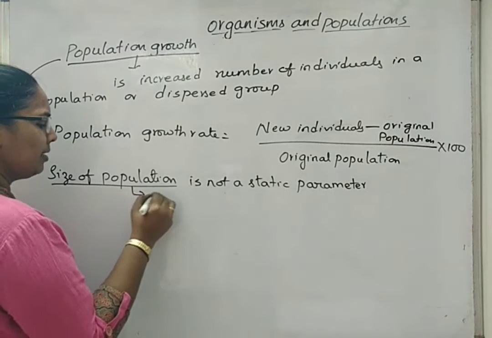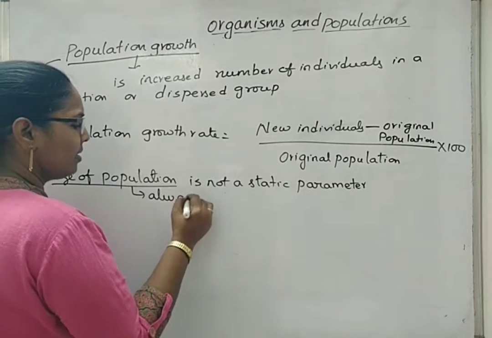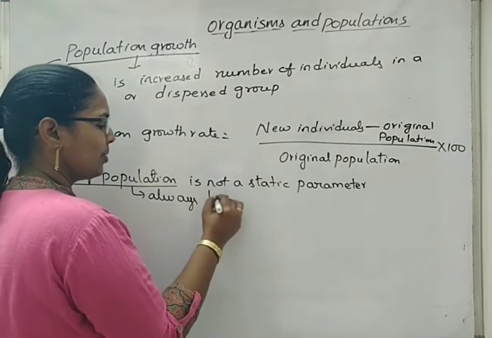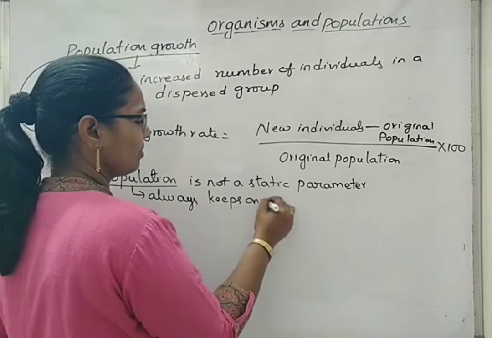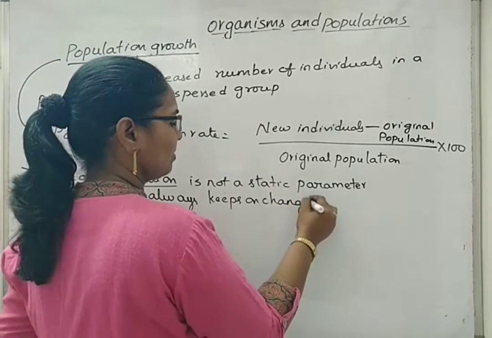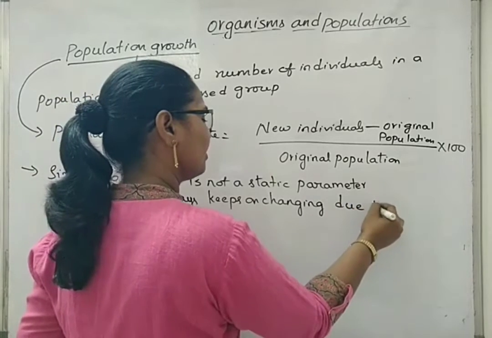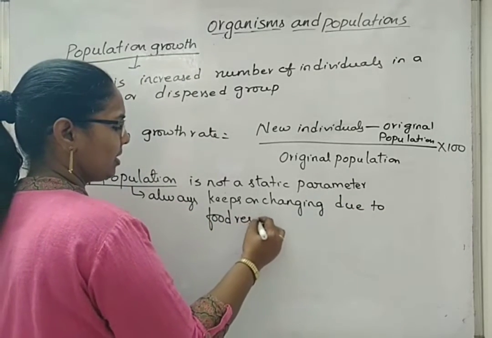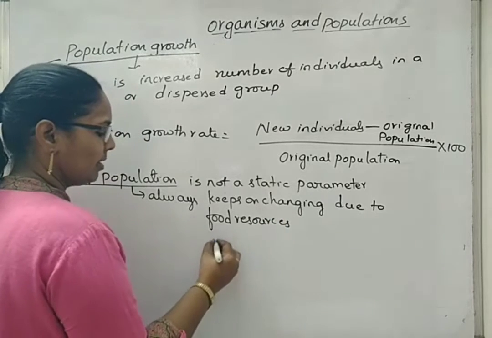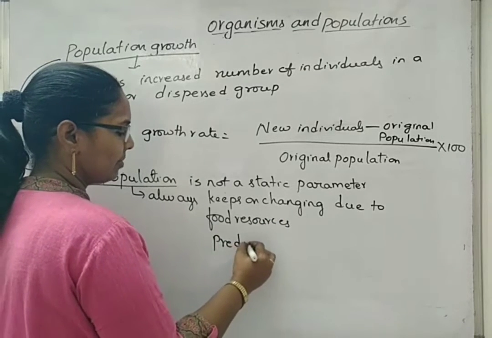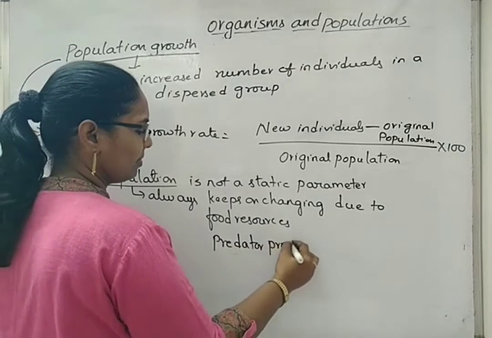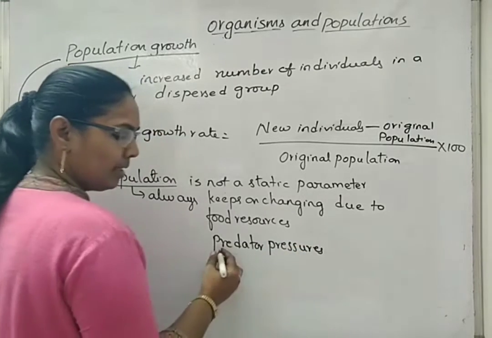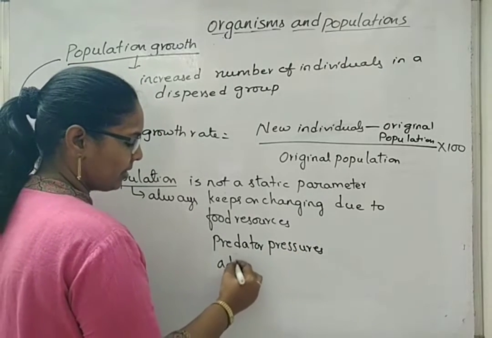Size of population always keeps on changing due to availability of food resources, next predator pressures, and also adverse weathers.